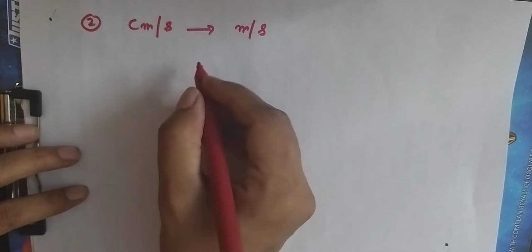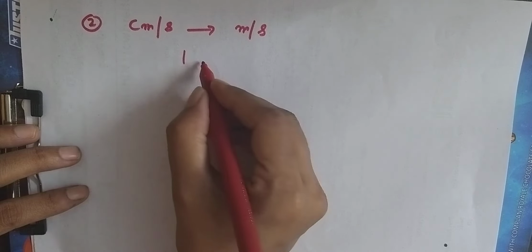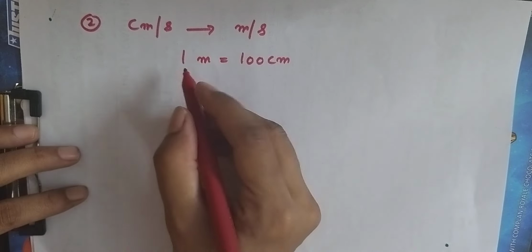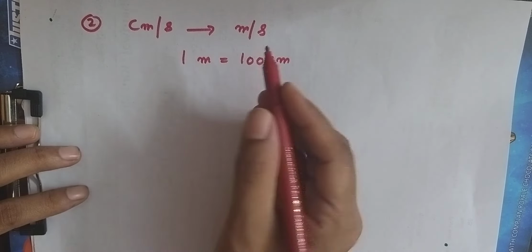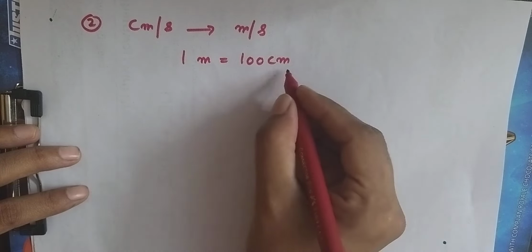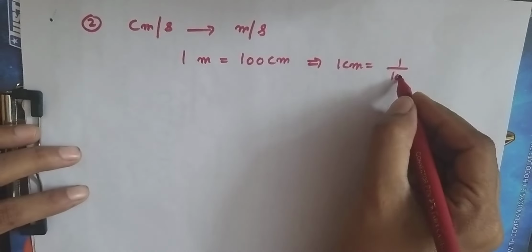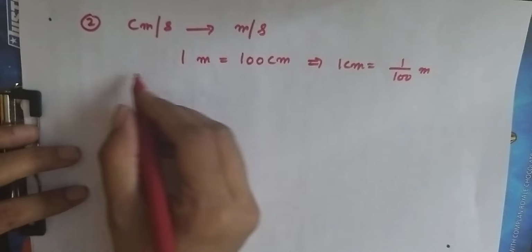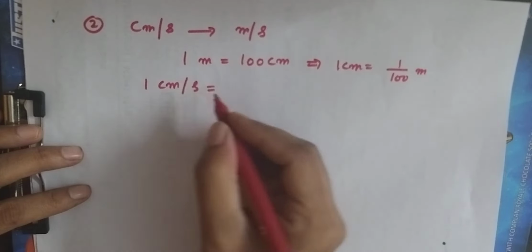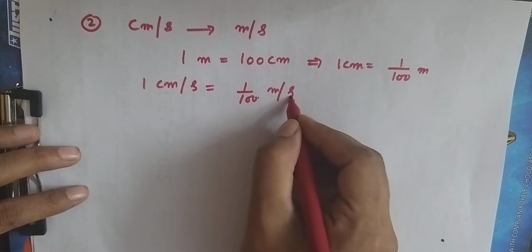So let's do it, how we can change it into meter per second. As we know that 1 meter has 100 centimeters, and second is already here, we need not change that. That means 1 centimeter will be equal to 1 upon 100 meter. So 1 centimeter per second is just 1 upon 100 meter per second, right?